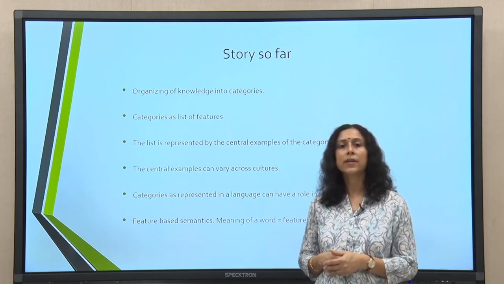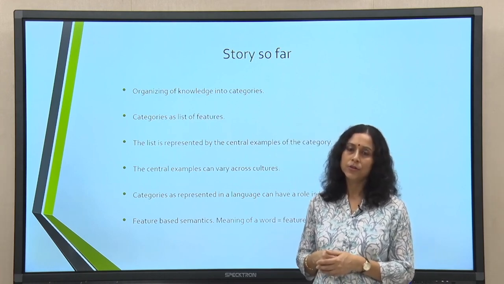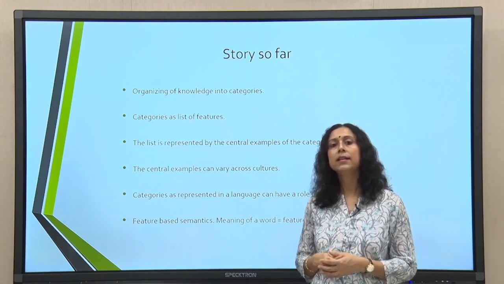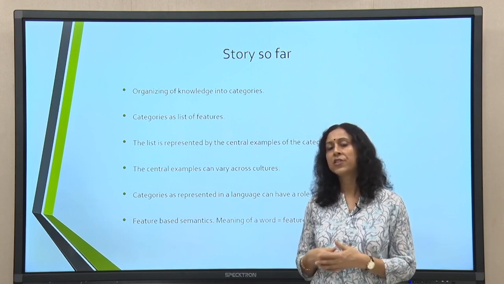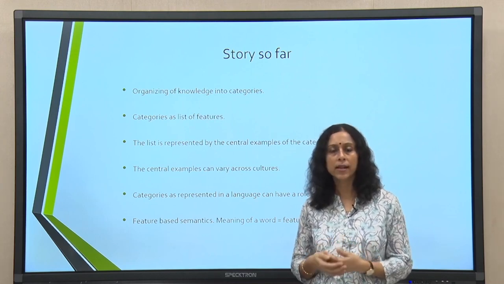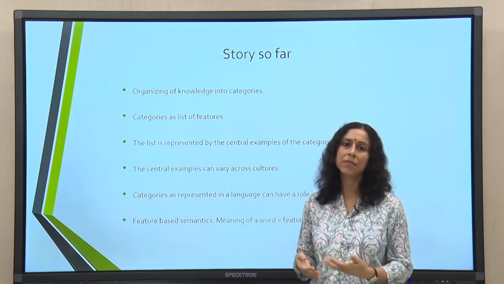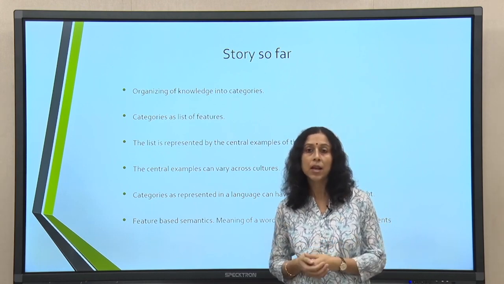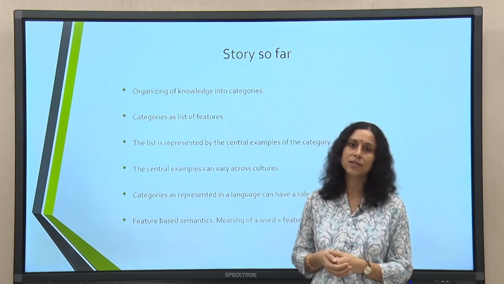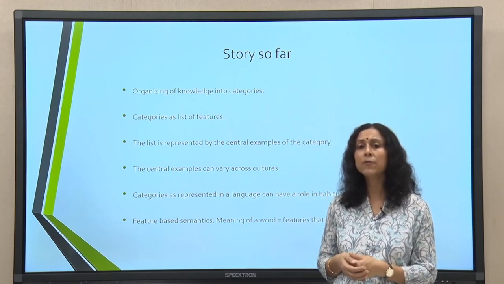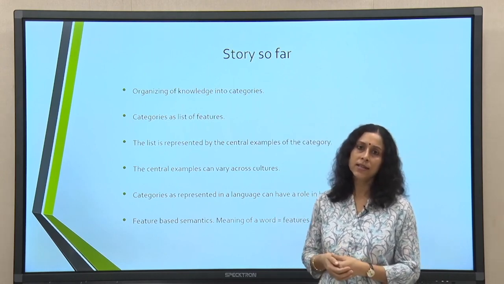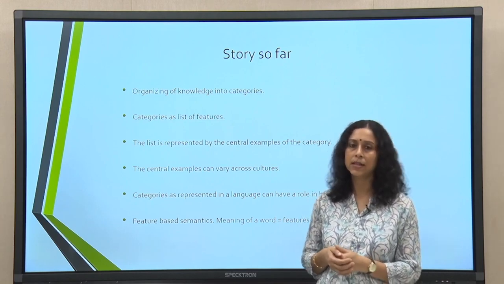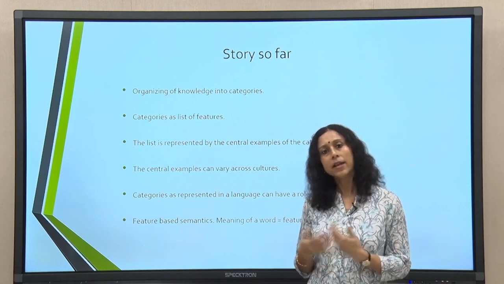Now, members of a category are similar. So, these categories are basically similarity based. Similarity as in, either they all share the same feature, if we go by the classical theory. So, they are all the same, they are of the same category, same membership, there are no gradients. And if we go by the later theories, there is a gradation, there is a hierarchy among the members of a category, again depending on the feature.